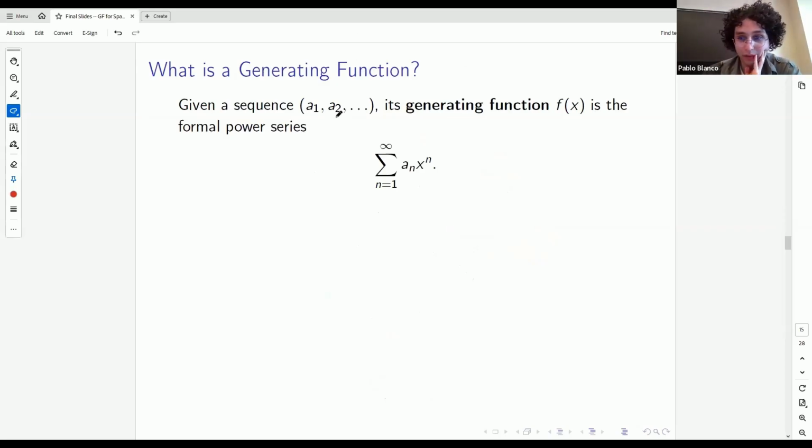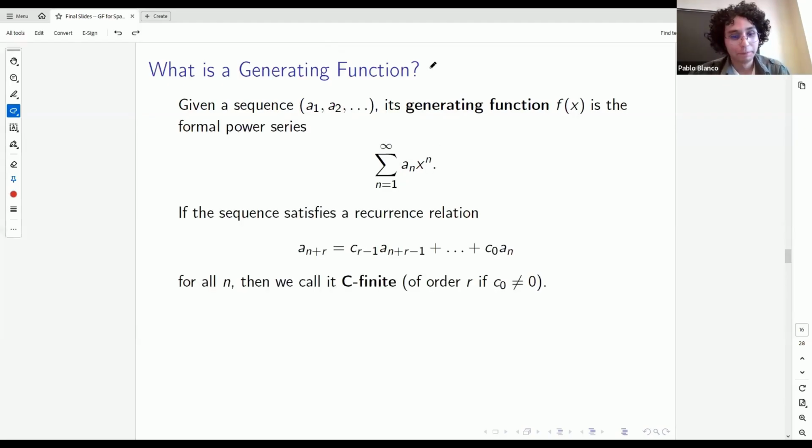So let me define a generating function since I just said generating function. If you have a sequence, A1, A2, and so on, a generating function is a formal power series. So you take your sequence terms as coefficients and you just make a power series. Now, if our sequence satisfies a recurrence relation with constant coefficients, we call that C-finite. And if you have to look back r terms, then we say it's C-finite of order r.